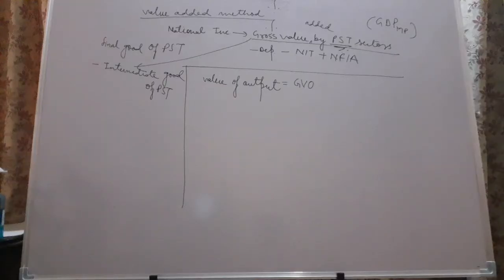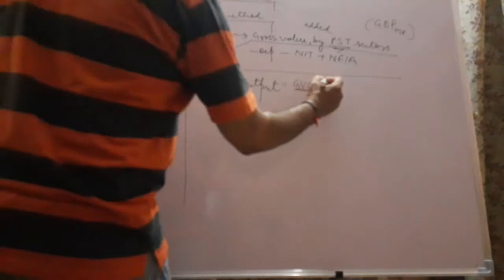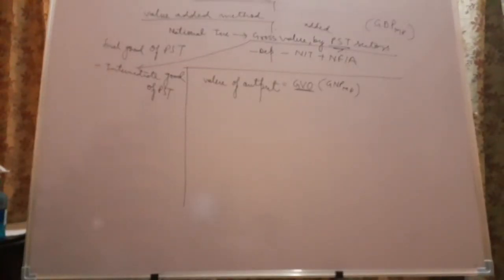Similarly, the second way is value of output. In this value of output, we will get GVO, gross value output. It is also known as GNP MP. It will be easy for us to understand. Gross value output is known as GNP MP.